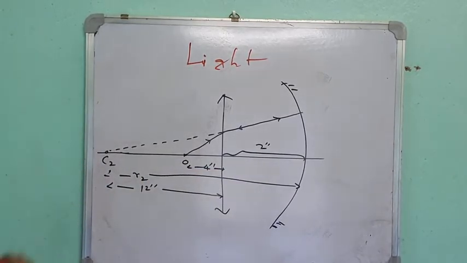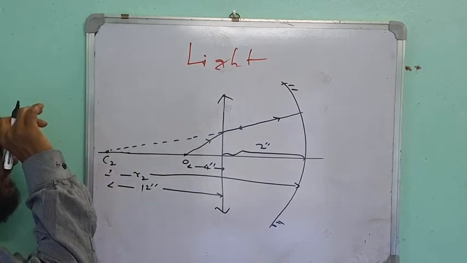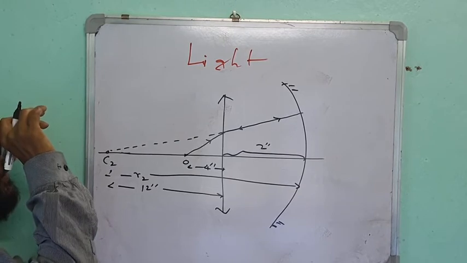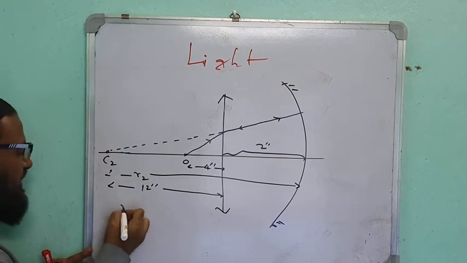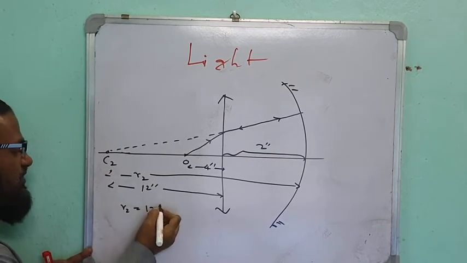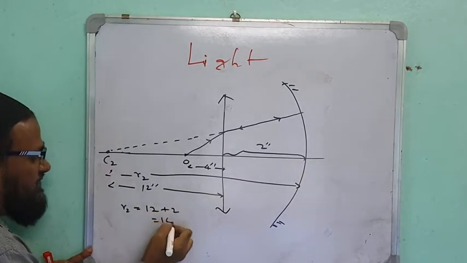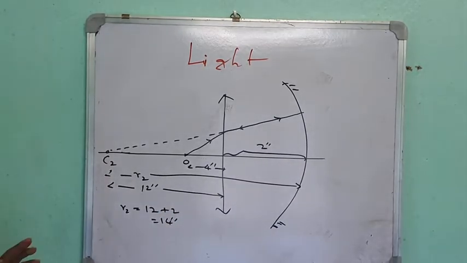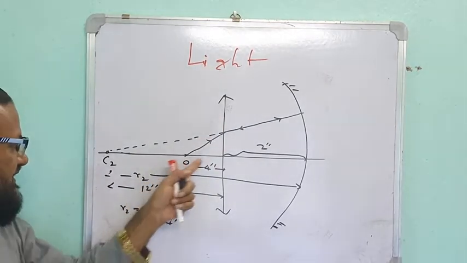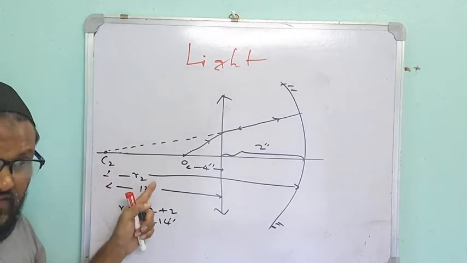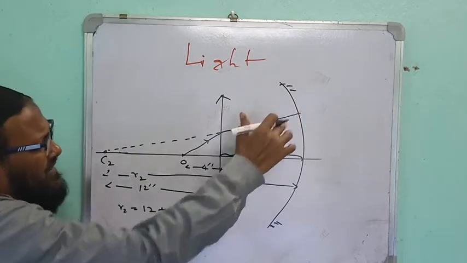Now a question from the figure, tell me. From the figure, what is R2, tell me. This 12 plus 2, this is 14 inches. Is it clear? See again. Calculation first. This distance is 12. Why this distance 12? This side, this is the negative. And this figure is very, very important.